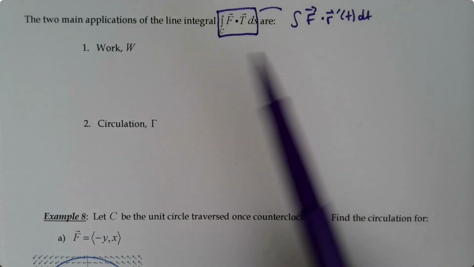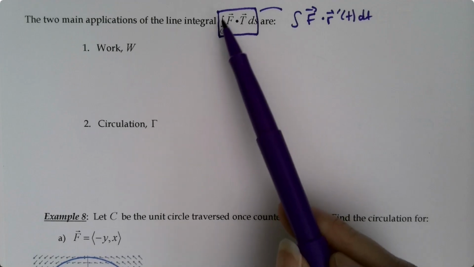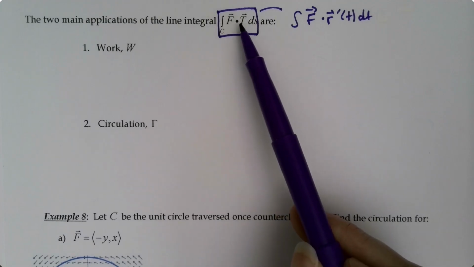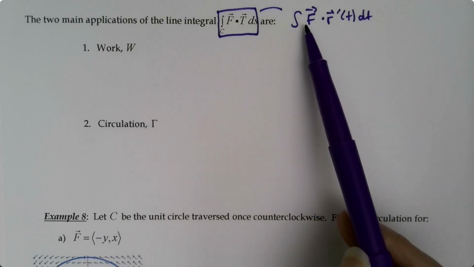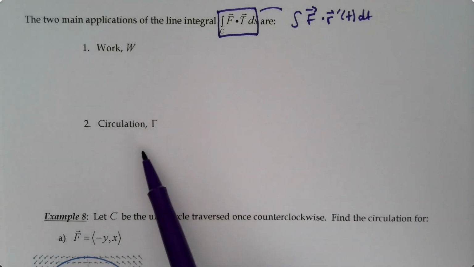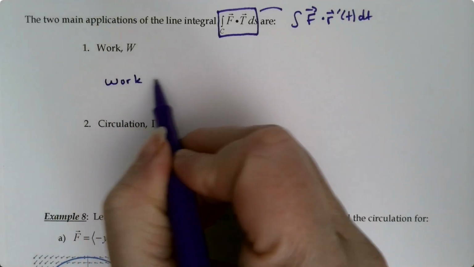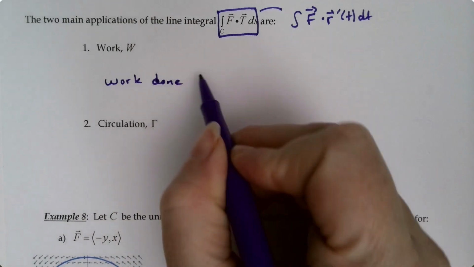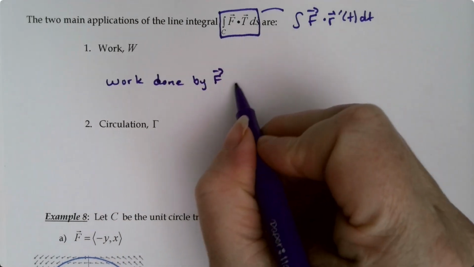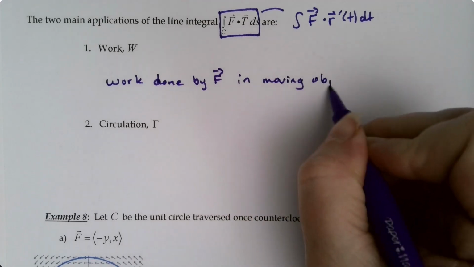So as a recap, there are two main applications of the line integral, the integral over the curve of F times the unit tangent vector ds, which is F dot r prime dt. That's work and circulation. Now work is the work done by the vector field in moving an object along the curve.